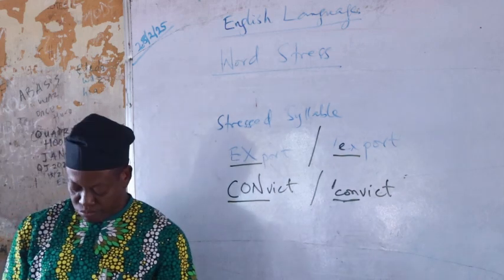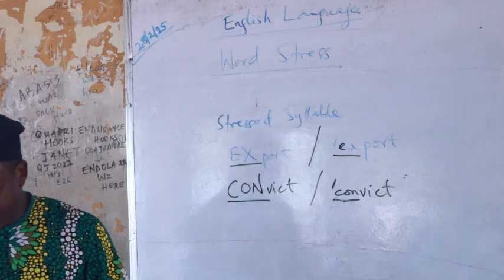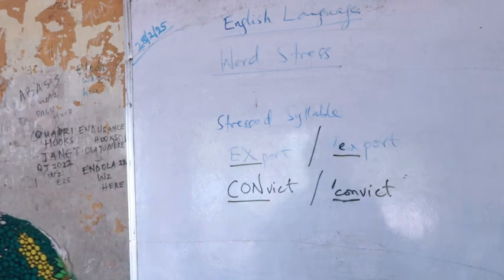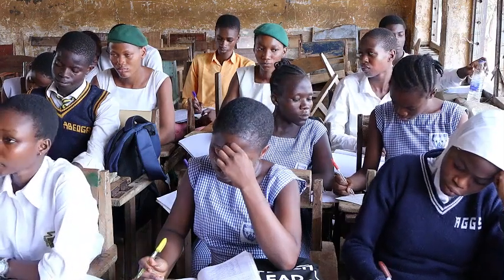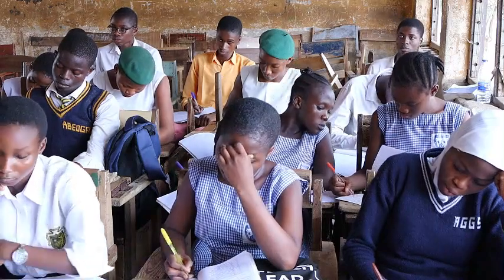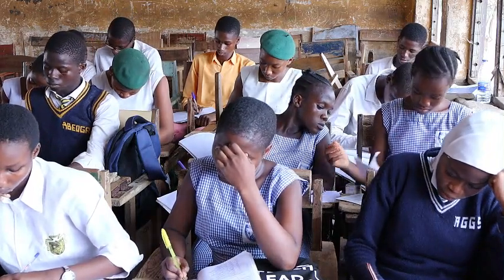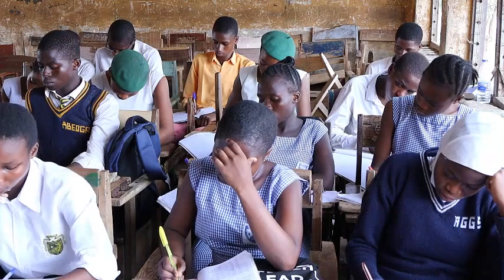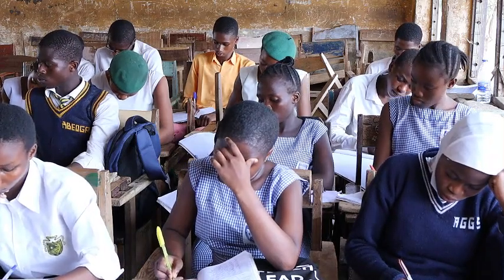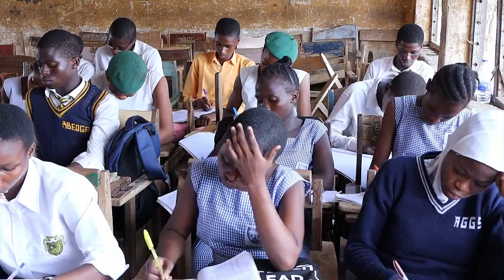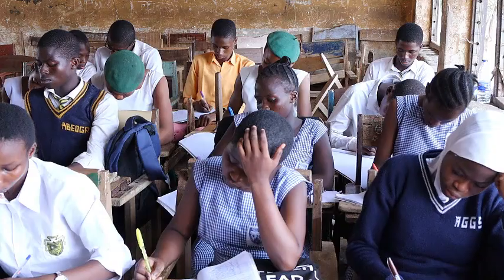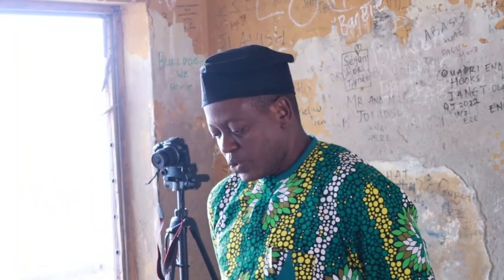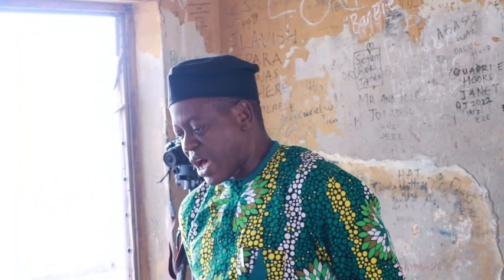What is a syllable? A syllable is the minimum unit of a word that the breath can pronounce at once.